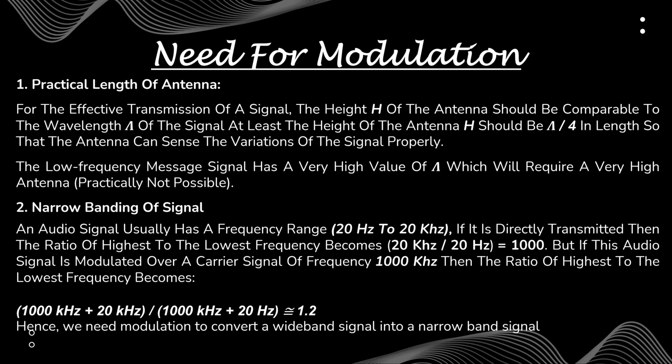Second one is the narrow banding of signal. An audio signal usually has a frequency range of 20 Hz to 20 kHz. If it is directly transmitted, then the ratio of the highest to the lowest frequency becomes 20 kHz by 20 Hz, which equals 1000. But if this audio signal is modulated over a carrier signal of frequency 1000 kHz, then the ratio of the highest to the lowest frequency becomes 1.02. Hence, we need modulation to convert a wideband signal into a narrowband signal.